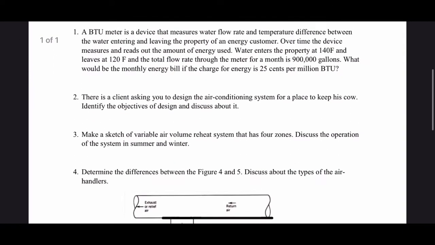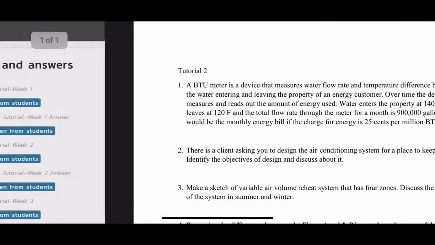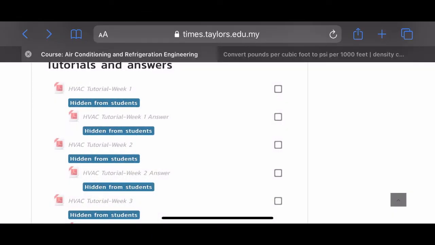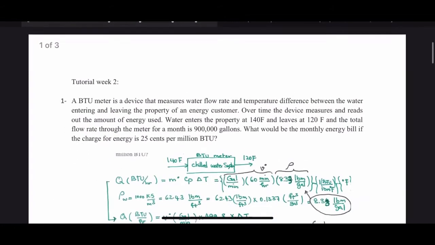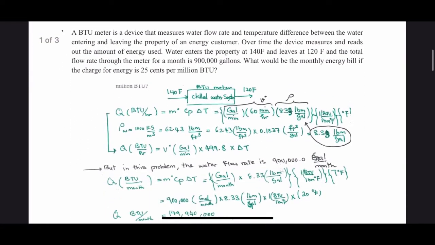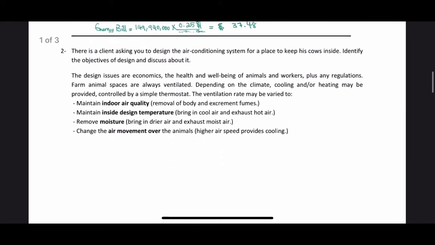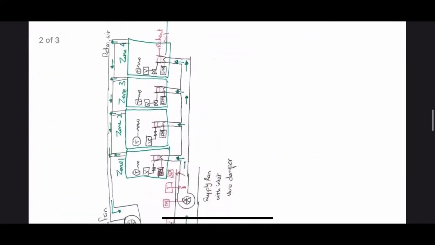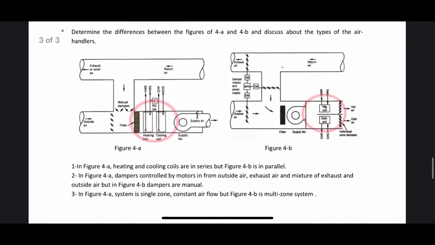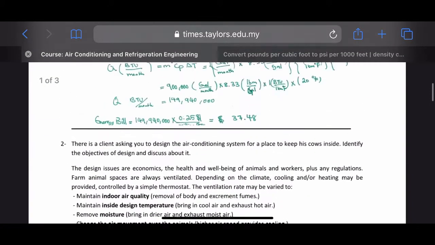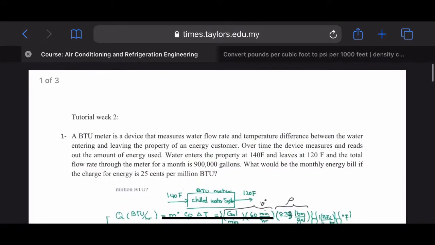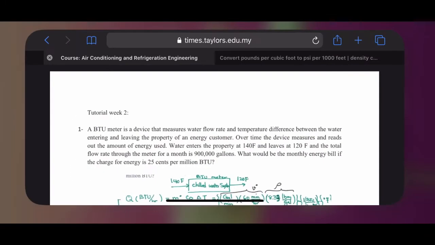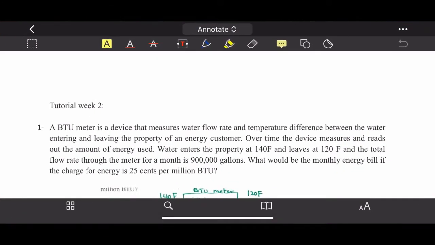Alright? Okay, so this will be your reference. You can also click on HVAC tutorial week 2 and answers, and you will have some of the jotted answers in colorful fonts, and also in black and white fonts for the answers for each question. You are going to use these as your reference while I use my PDF annotator to explain the questions and answers.